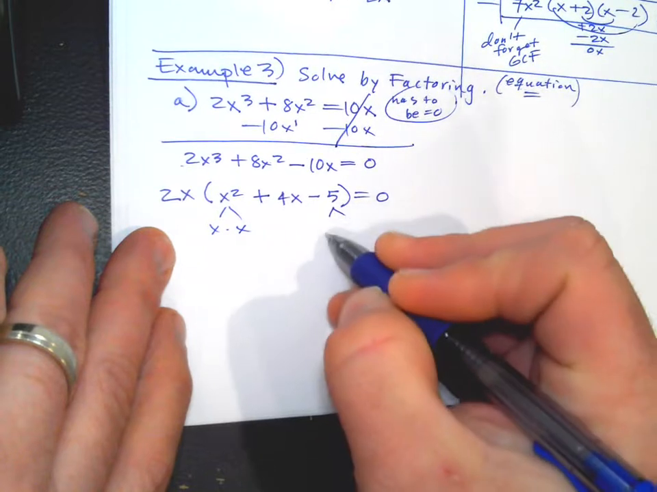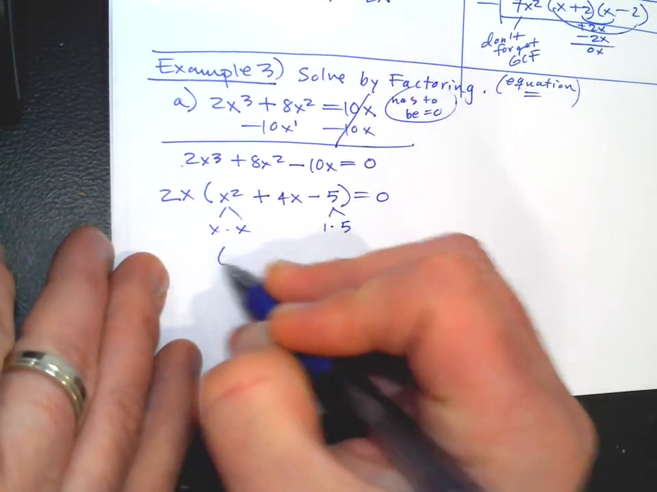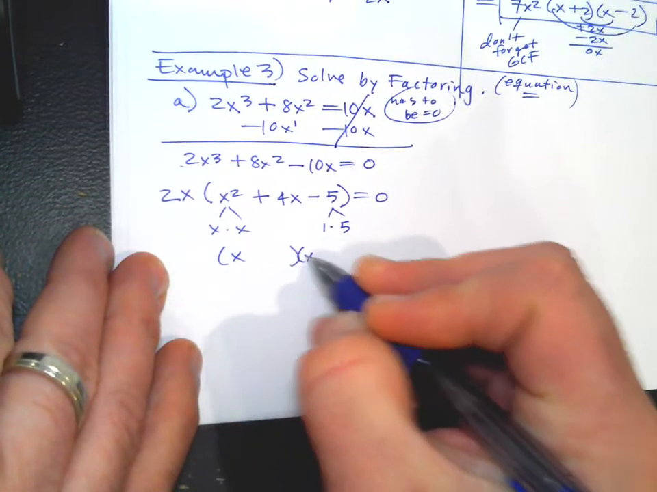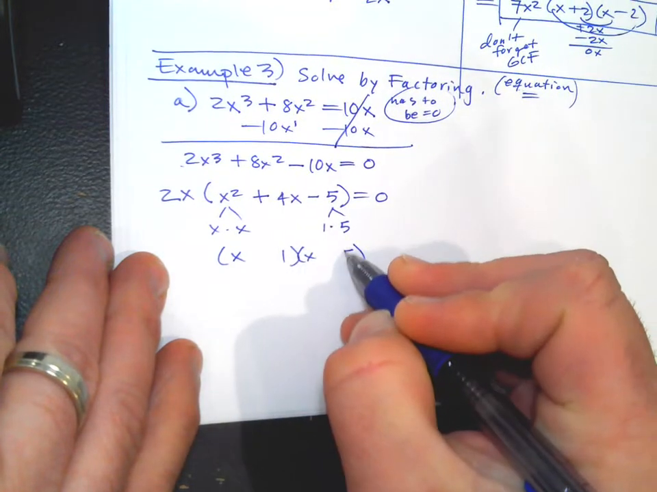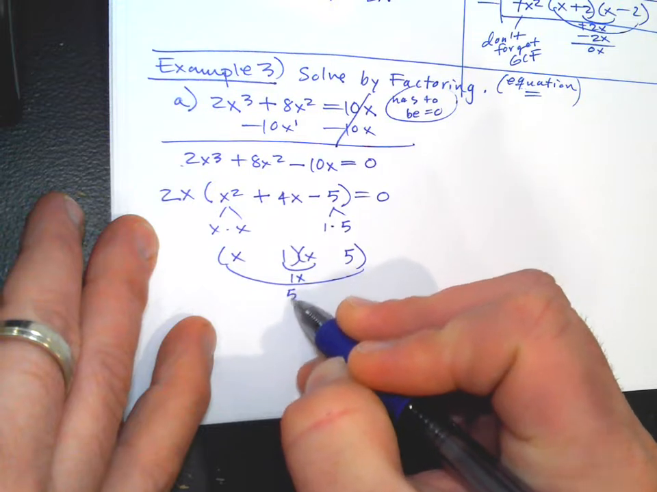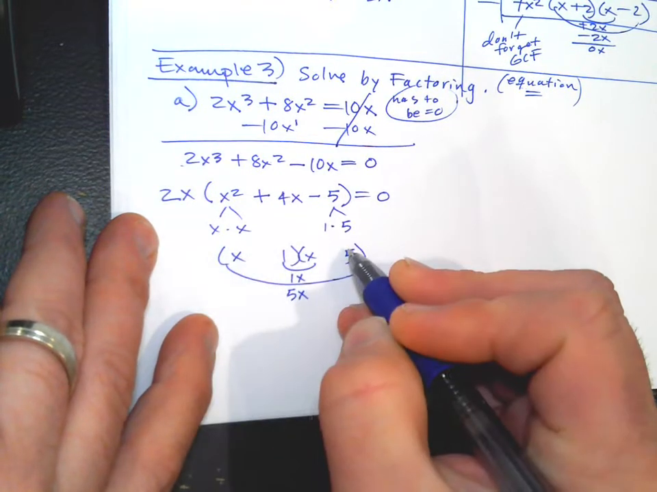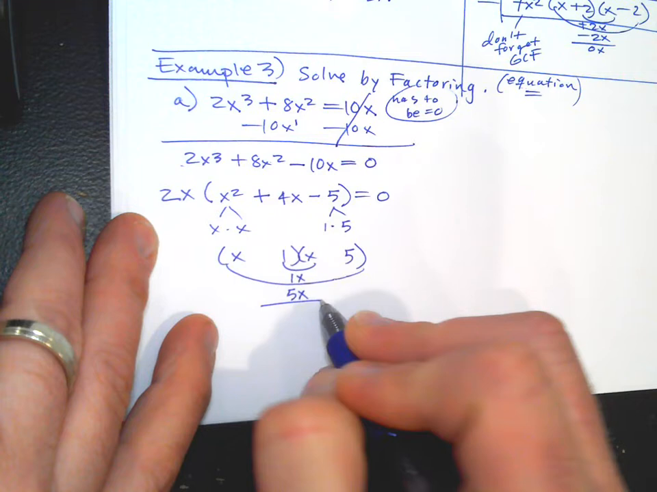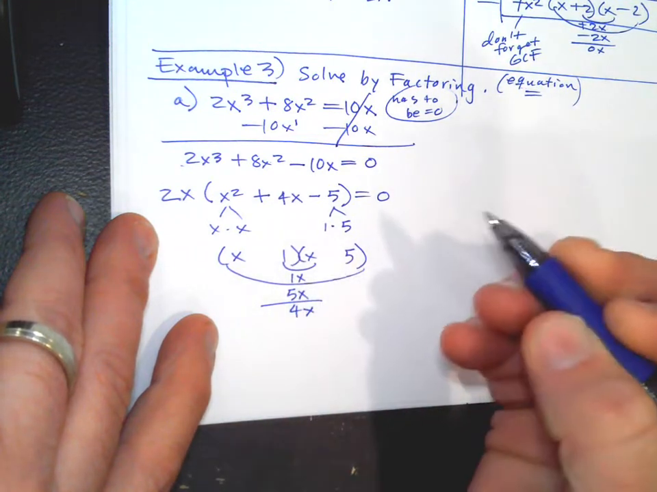x and x, 1 and 5. I think we could do this. Write the binomials, x and x, 1 and 5. I need to get a 4x in the middle. Now, some of you might be getting to the point where you can just do this in your head. That's fine. If you need to write it out like this, keep writing it out.